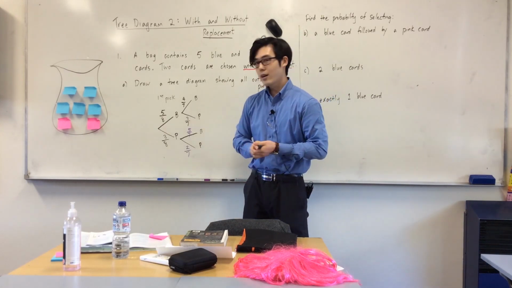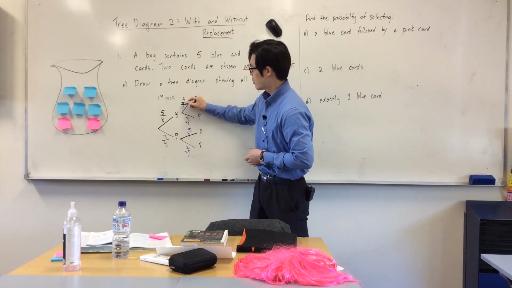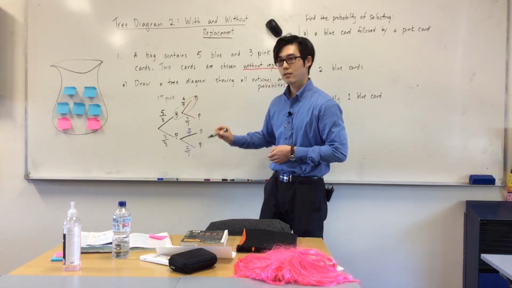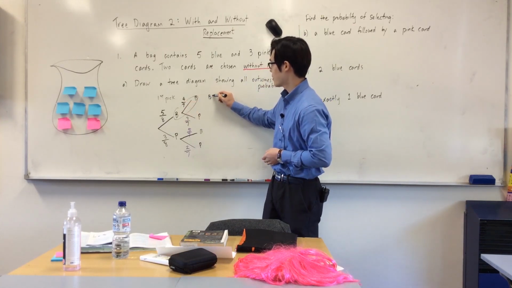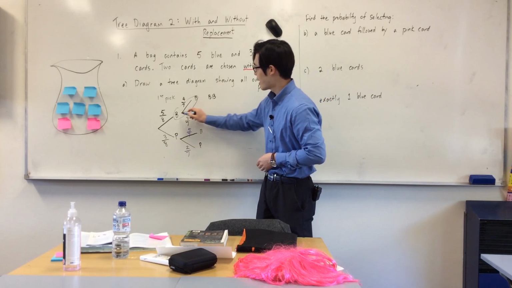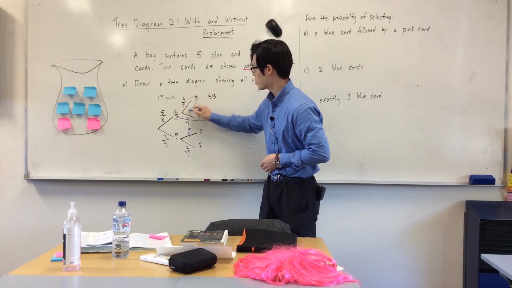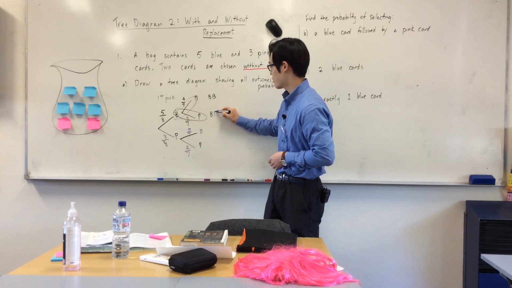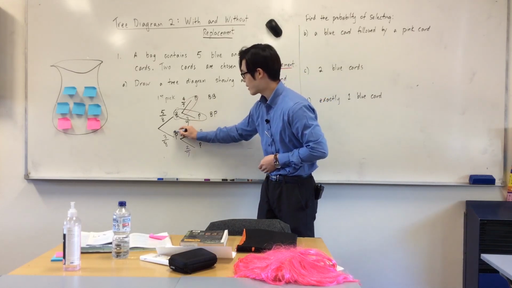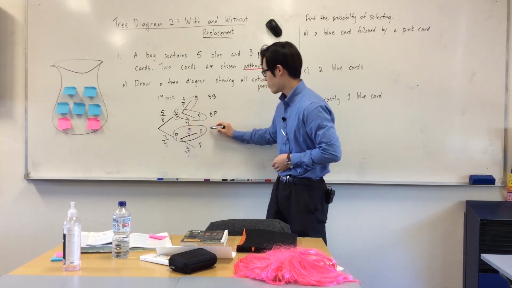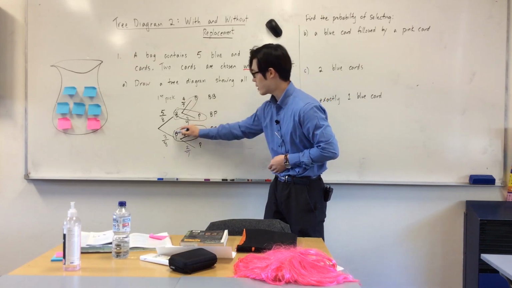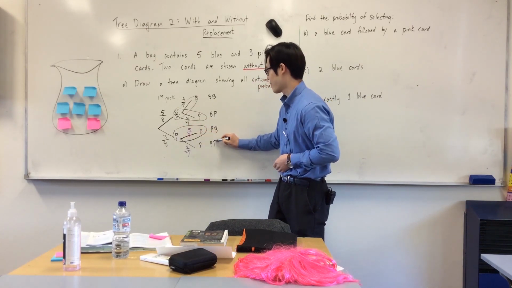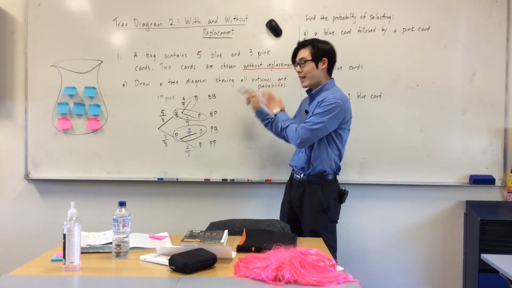One way of getting 2 cards is I can pick 2 blue cards, BB, like we did last lesson. Let's keep going. I can also choose a blue card first, then a pink card. So that's BP. How about for the next one? I can choose PB, and then the last one is PP. Now, we're not actually done yet.